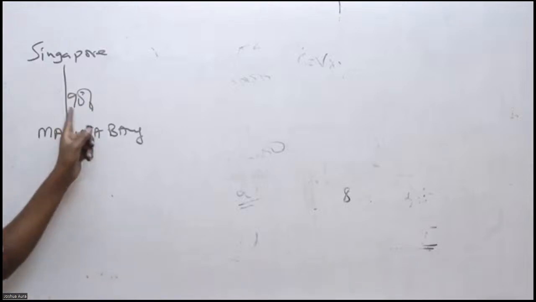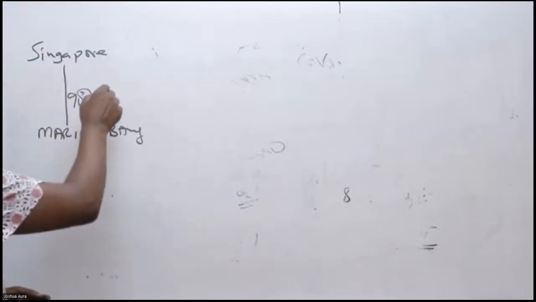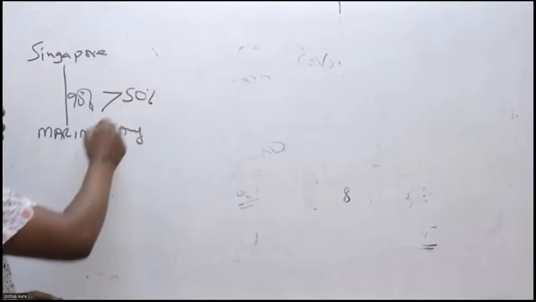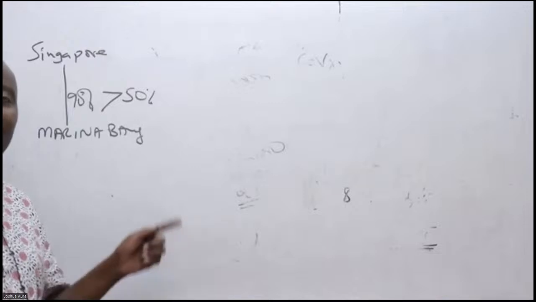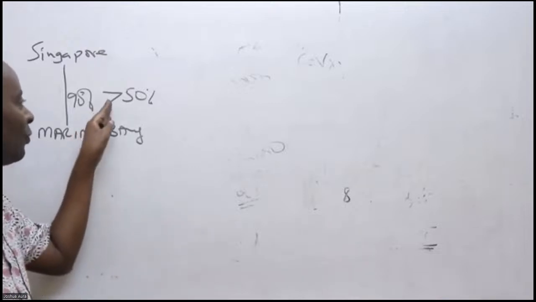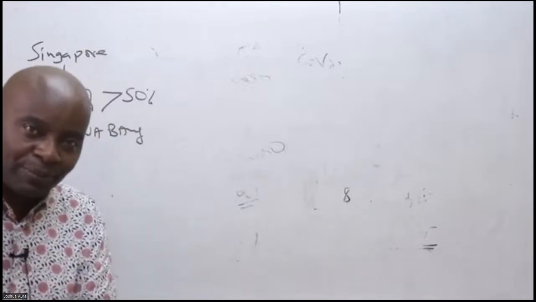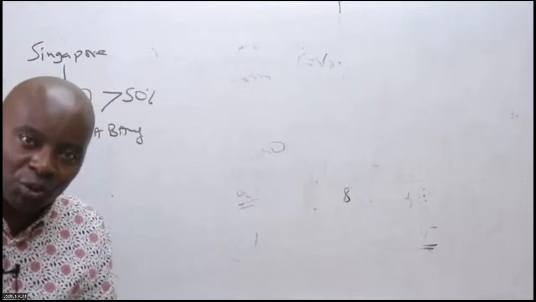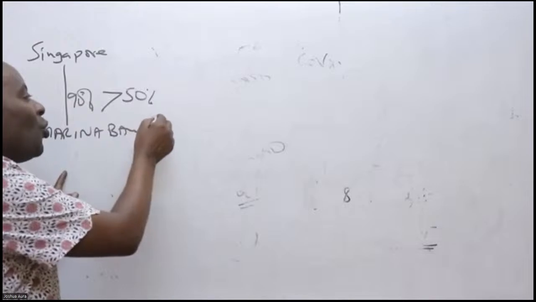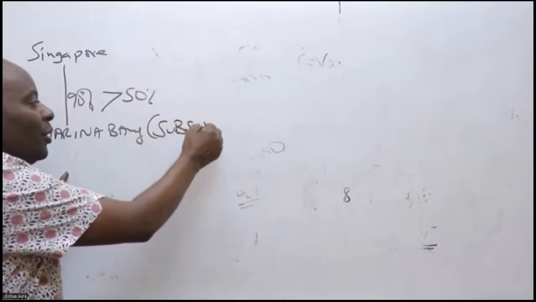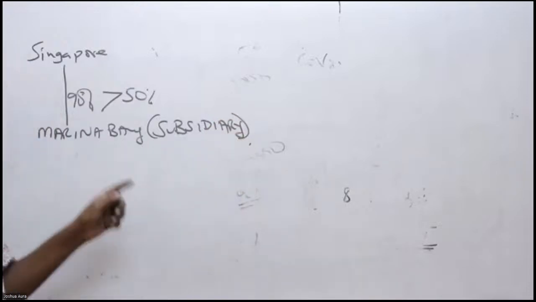So what do you know about 90% vis-a-vis the threshold? Remember, the threshold here is 50%. Once you buy more than 50% of the shares of a company, you own a controlling interest. More than 50% basically means that this company is yours. You're the one making all the decisions regarding this company. Then this company becomes your subsidiary. So it means that Marina Bay is a subsidiary of Singapore.